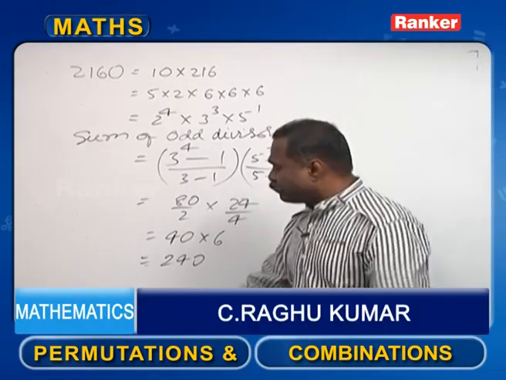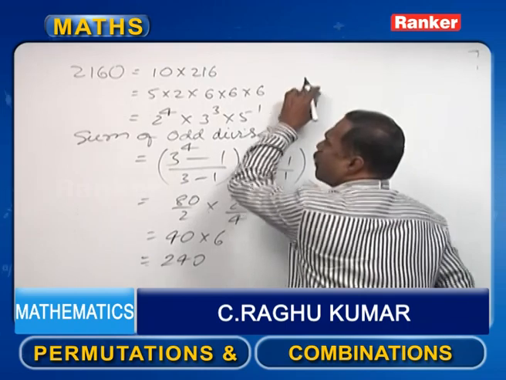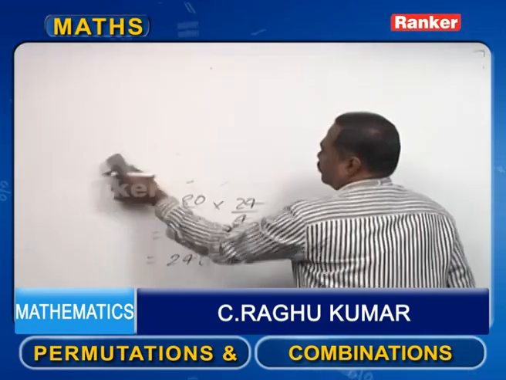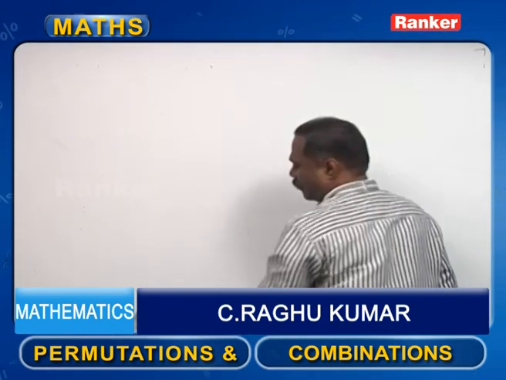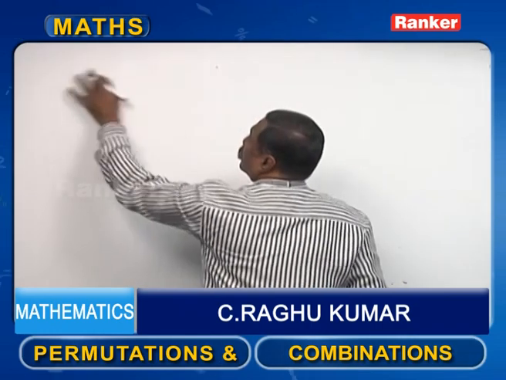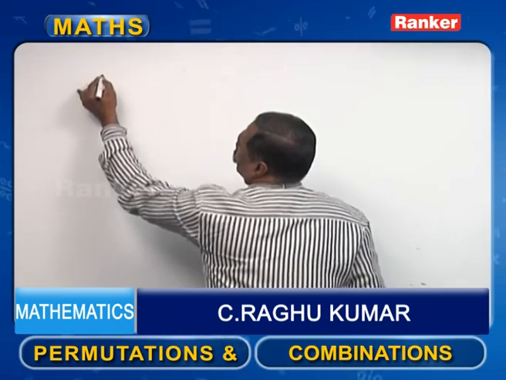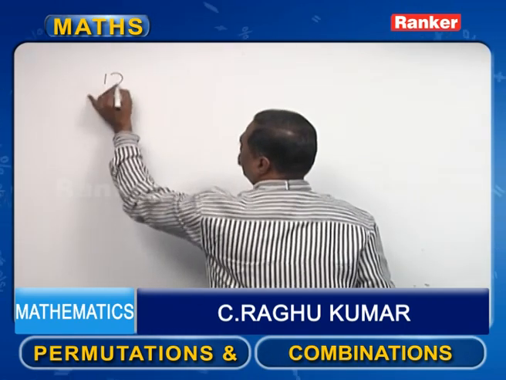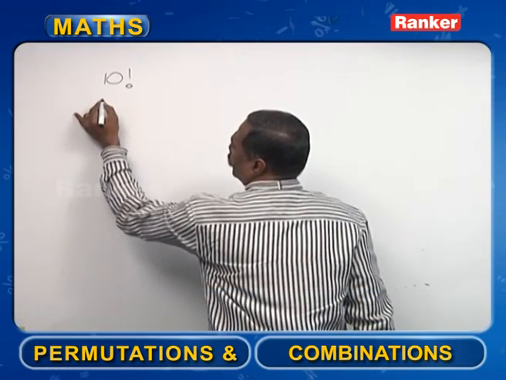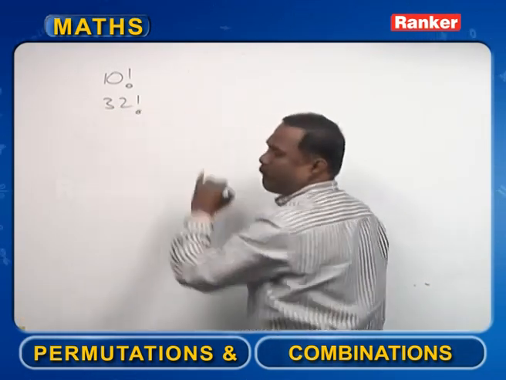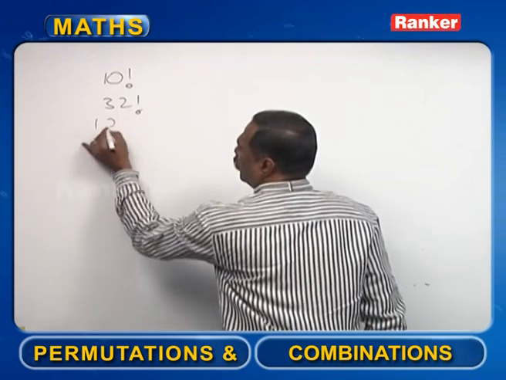Okay. Now, one more thing here. If you want the number of, let me say 10 factorial, let me say some 32 factorial, let me say 100 factorial.